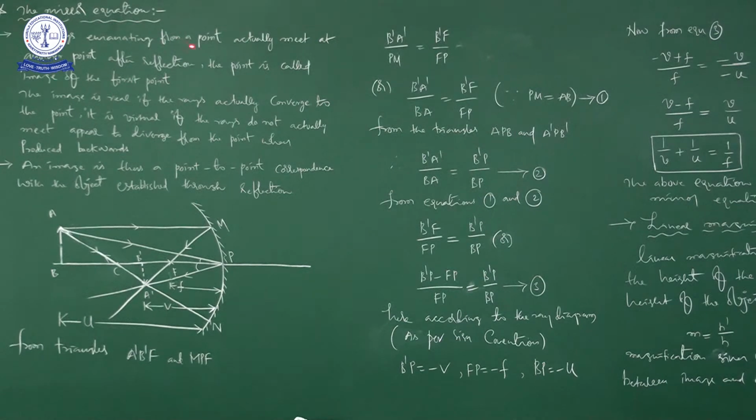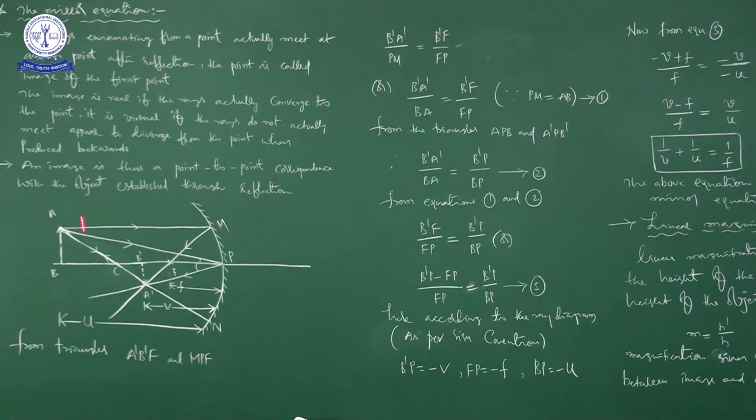So if the ray is emanating from a point, say here, suppose it is an extended object, but he is talking about a point object. A point object means it will be here. So whatever rays are here, these rays will go on like this. It is 1, it is 2, it is 3, like that it will go on, right? If the rays emanating from a point or point object actually meet at another point after reflection, the point is called the image of the first point.